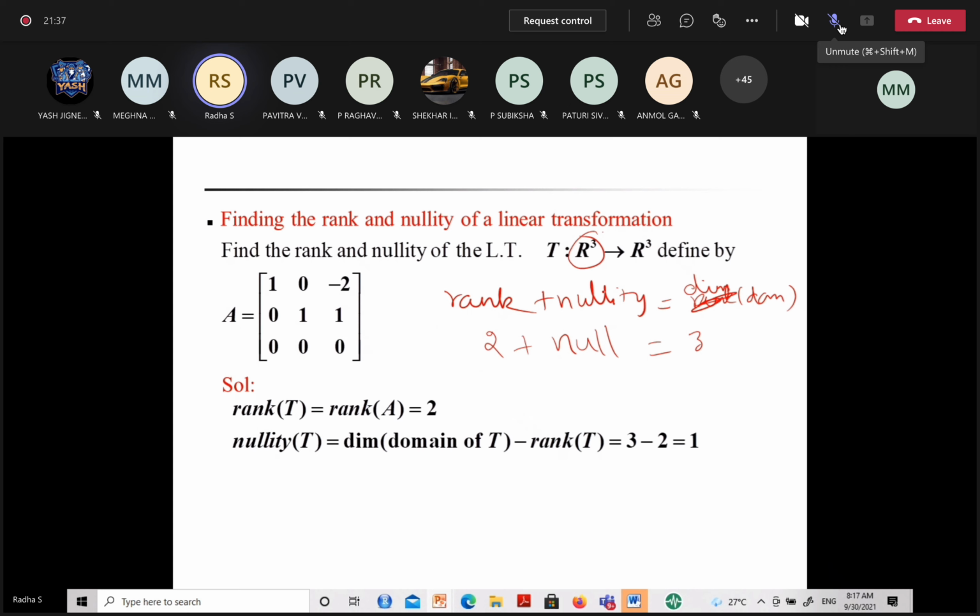Very simple, yeah. Your nullity is nothing but, suppose you have 3 rows. Out of that, only 2 rows are non-zero. Then the 1 row which is 0, that count is nothing but the nullity. Right?